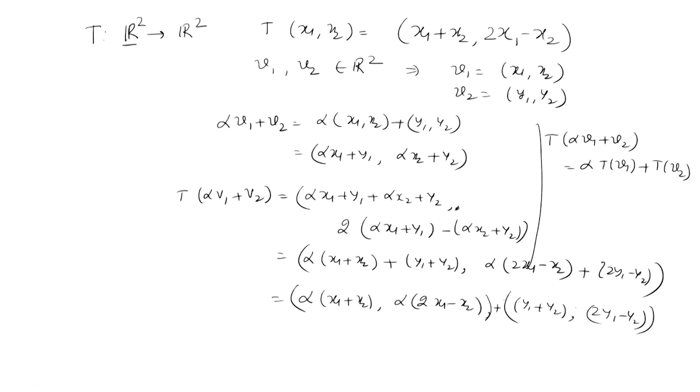If you add this with this, you get the first component. If you add this with this, we get the second component. Now, you can easily verify this is nothing but alpha times T of (x1, x2) plus T of (y1, y2). T of (x1, x2) is x1 plus x2 as the first component and 2x1 minus x2 as the second component. So, that is nothing but alpha times T of v1 plus T of v2. So, we have shown that this property holds for every v1, v2 and alpha belonging to the field. That means this map is a linear transformation.